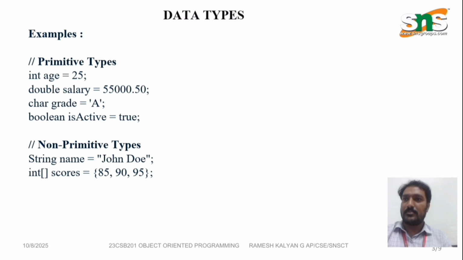An example: first, primitive data types. We are declaring the age, int age equals 25, next double salary, which is based on the size, and boolean isActive. If it is active, it's true, or else it's false. And next, non-primitive data types. First one is String name, where we are giving a string name, John Doe. Then scores, some particular scores needed for that situation, which are 85, 90, 95. This falls under the category of array.